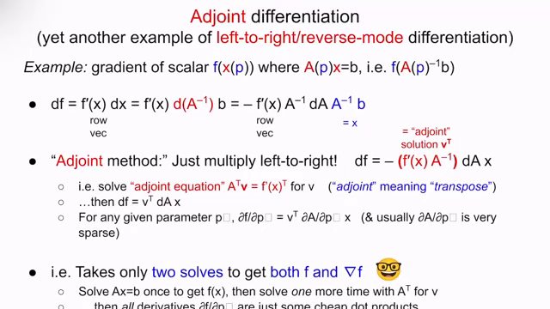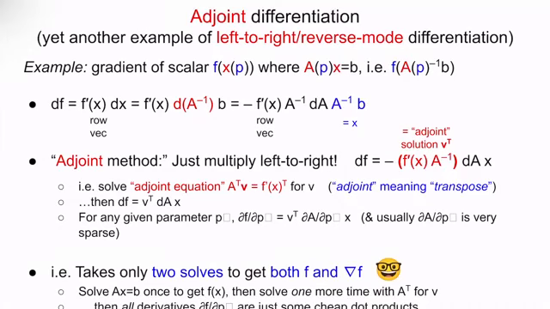So suppose we're computing a scalar function, f of x, but our x we get by solving a system of equations, Ax equals b, where the matrix depends on some parameters. And I want to compute the derivative of f with respect to the parameters in the matrix.